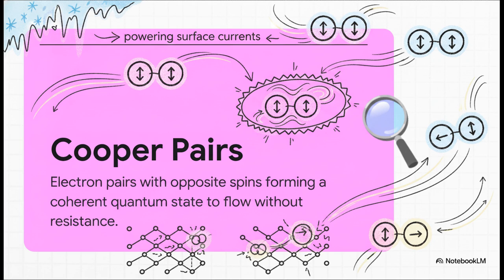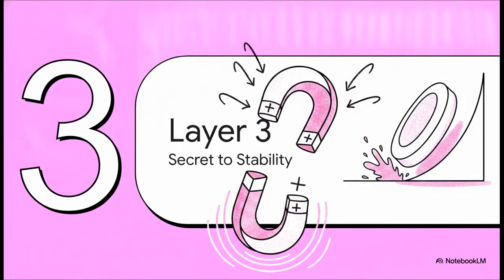These duos have opposite spins and momenta, combining to form this coherent quantum state separated by an energy gap. And because thermal energy at these super cold temperatures is way too weak to break that gap, these paired electrons just glide through the material's atomic lattice without ever scattering or losing a single drop of energy. It's perfectly frictionless. All right, on to layer 3, the secret to stability.